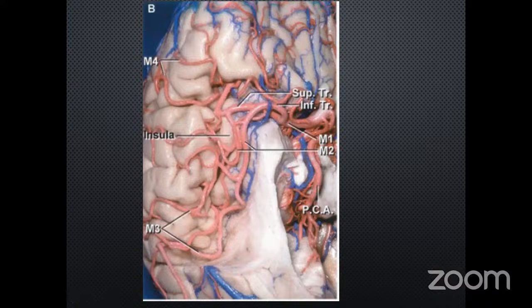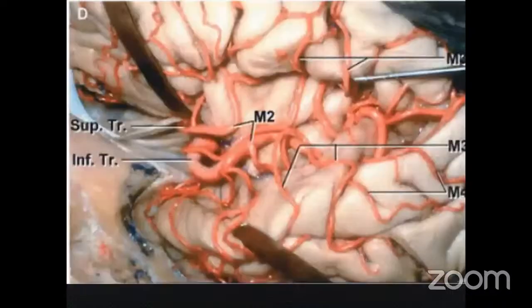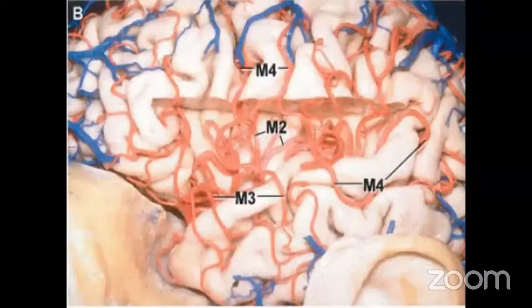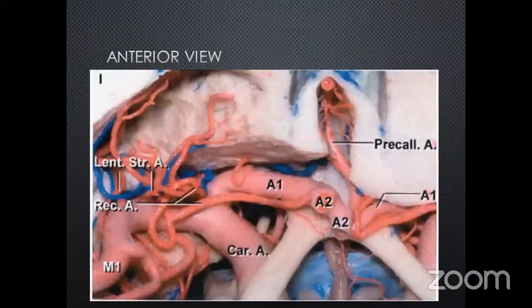So I should show another picture. Yeah. I have different pictures in which I have tried to show M1, M2, and then M3 and M4. So my advice to all of you is, don't use all the pictures. Just select the best picture.